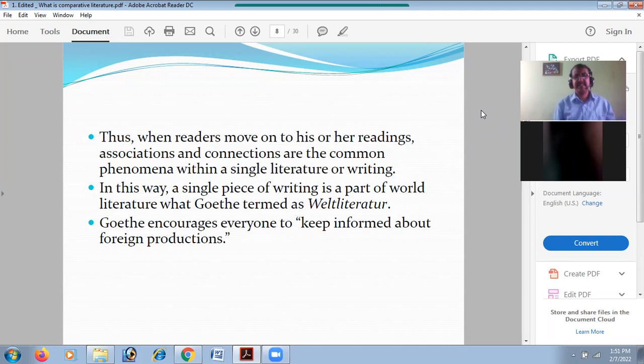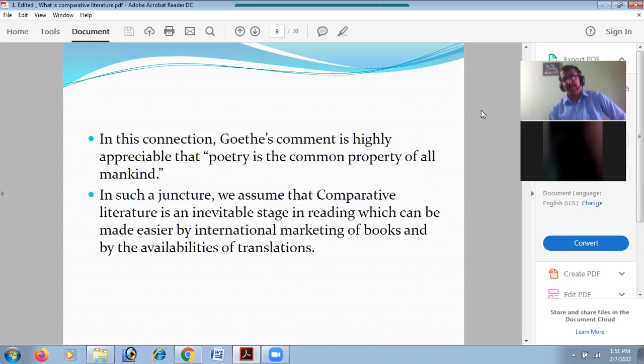And for this reason, Goethe encourages us to keep informed about foreign production. He has said this because every single literature is a part of world literature, according to Goethe. In this connection, Goethe's comment is highly appreciable, that poetry is the common property of all mankind. Okay, so Goethe also made another comment, that a literary piece, poetry, is not the property of a country or a nation, but the property of all mankind. So everyone can read and understand poetry of any language, of any culture, of any ethnic background. That is vehemently commented on by Goethe in his writings.